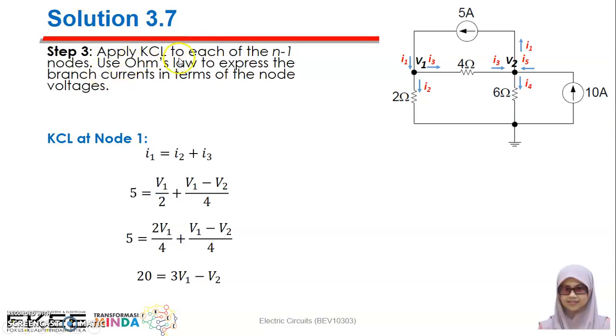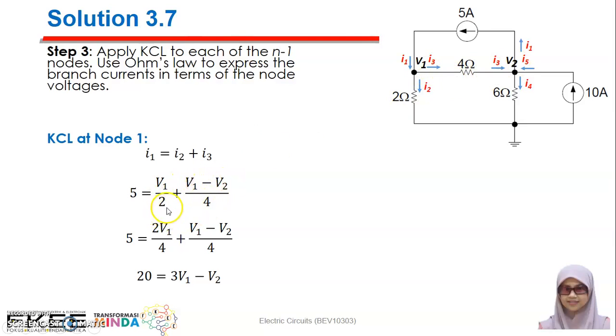Okay, and then we go to step number 3. You need to apply KCL at each of the n-1 nodes. So you need to apply KCL for node 1 and KCL for node 2. First of all, for KCL at node number 1, we have I1 equal to I2 plus I3. In this case, I1 is 5. So 5 will be equal to I2, where I2 is V1 minus 0 divided by 2, so V1 divided by 2, plus V1 minus V2 divided by 4.